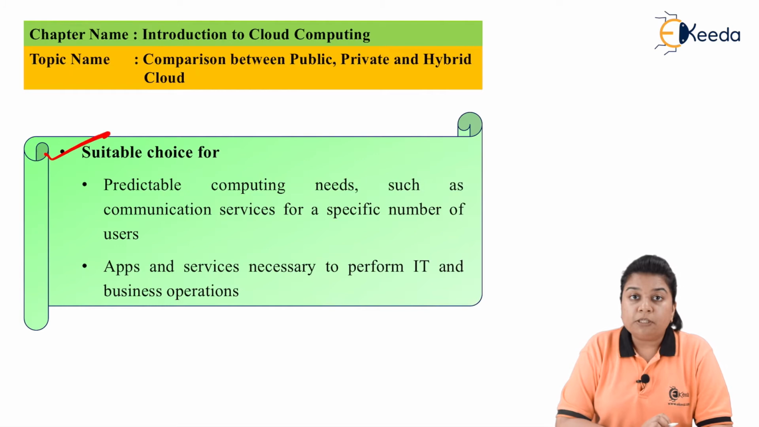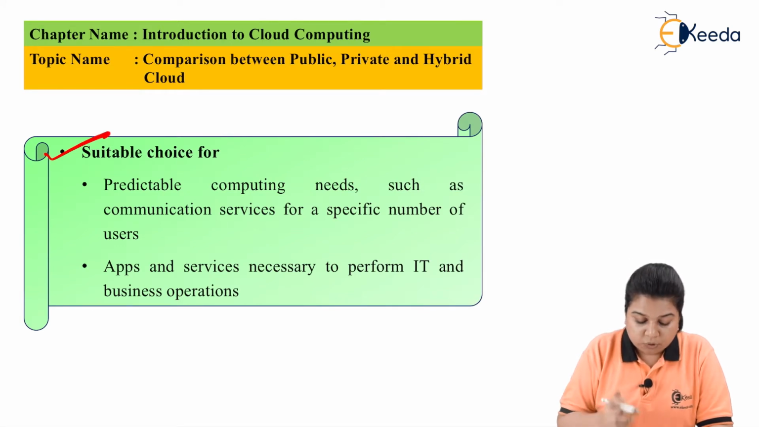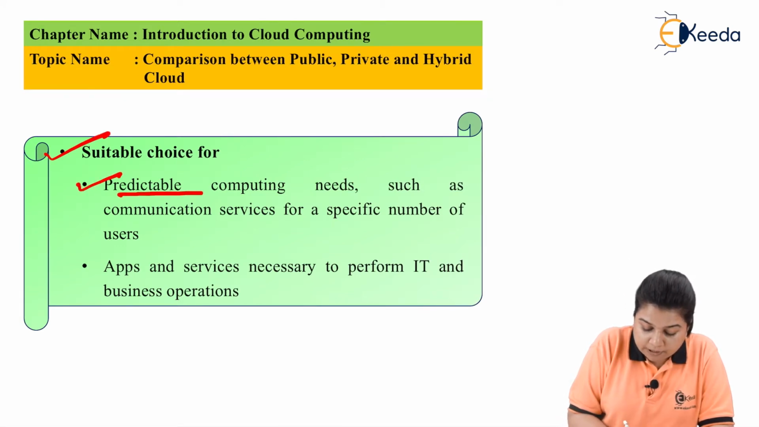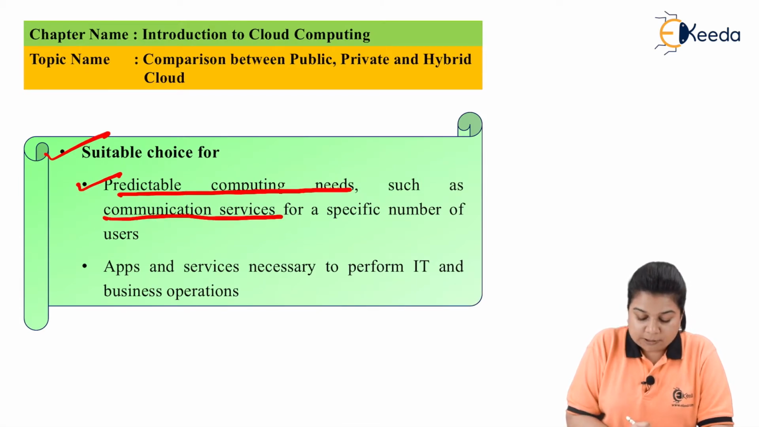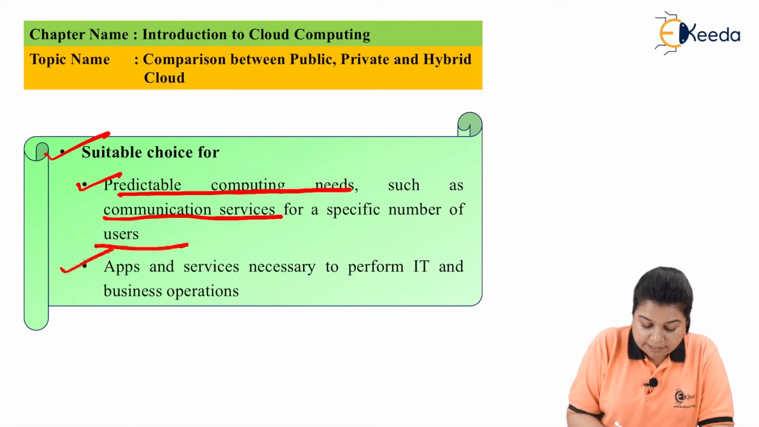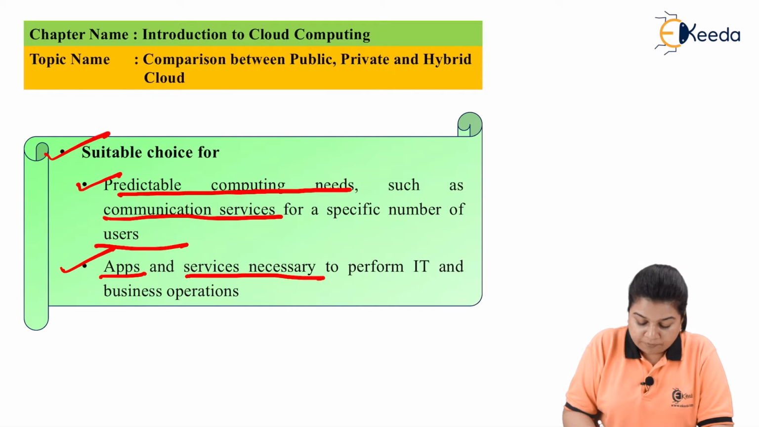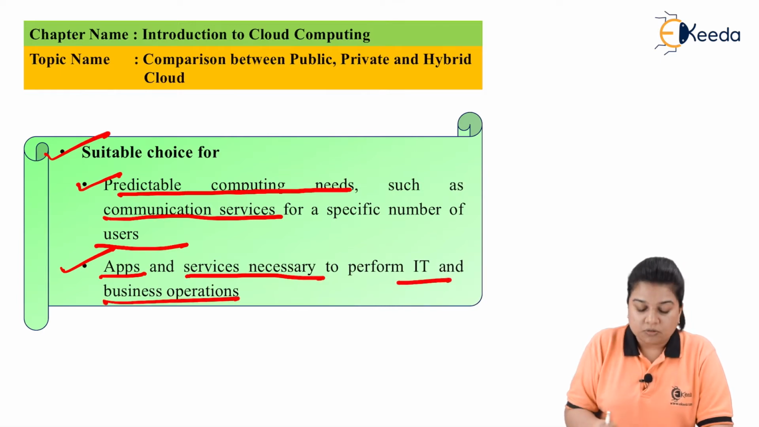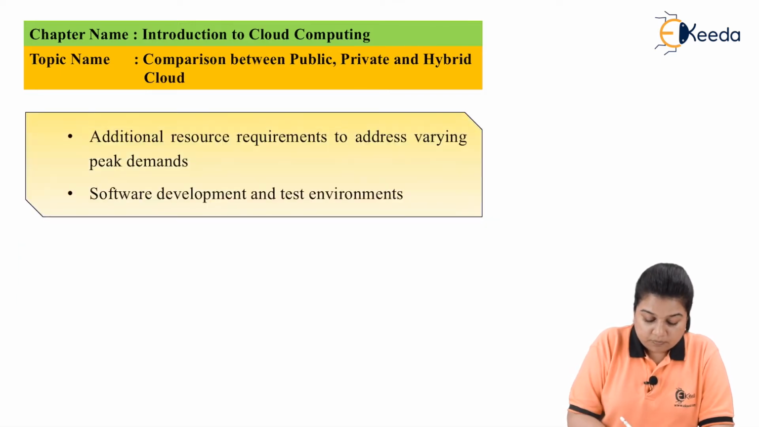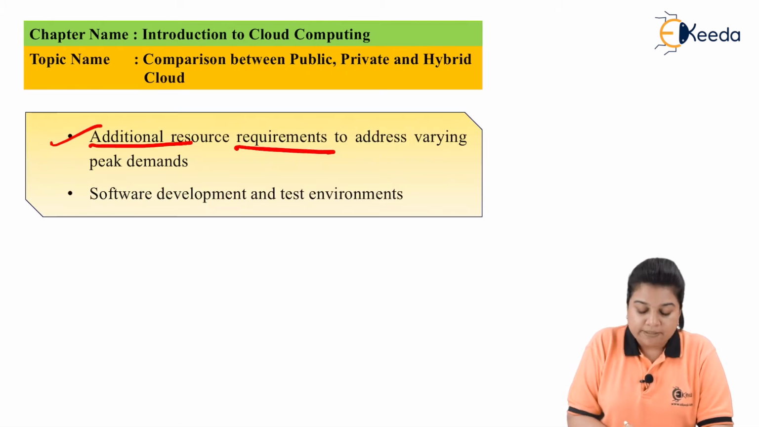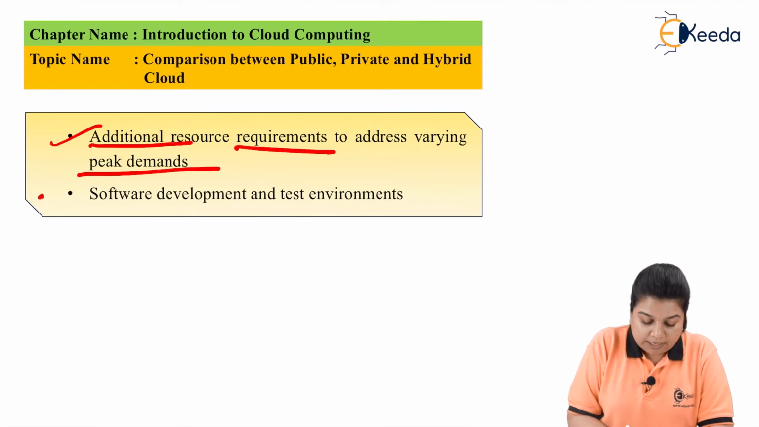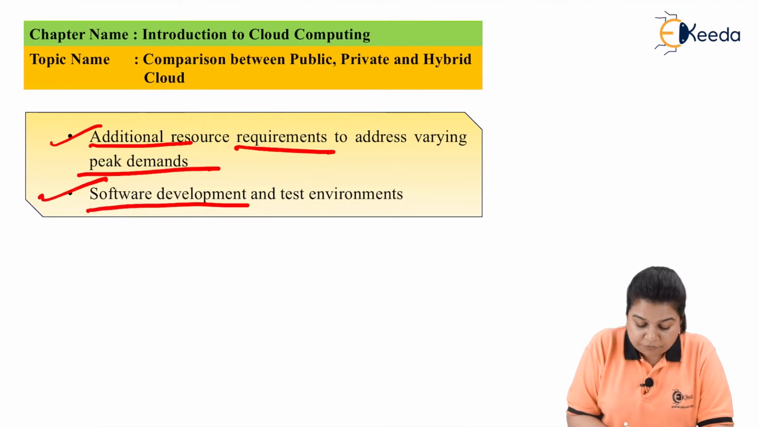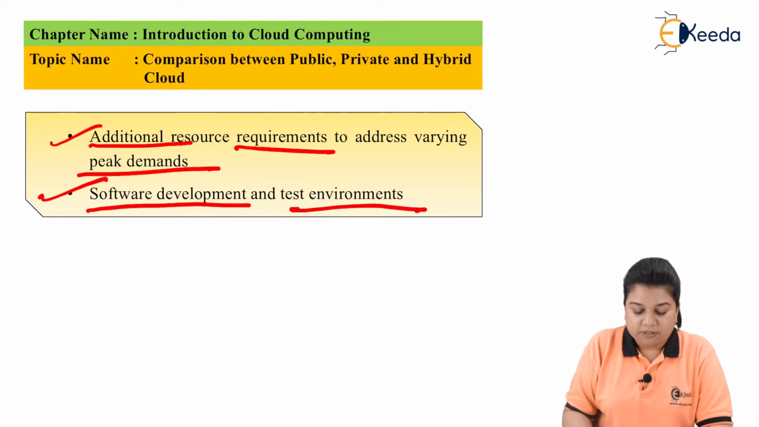Public cloud, a suitable choice for whom? Suitable choice for first one is predictable computing needs such as communication services for a specific number of users. Second one is applications and services necessary to perform IT and business operations. Next point is additional resource requirements to address varying peak demands. And the other one is software development and test environments.